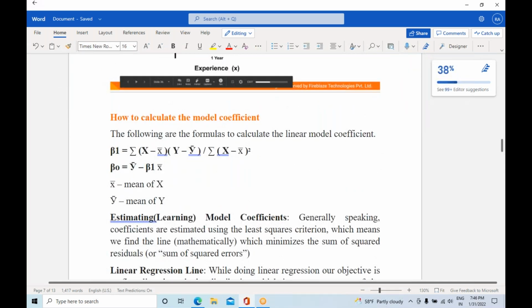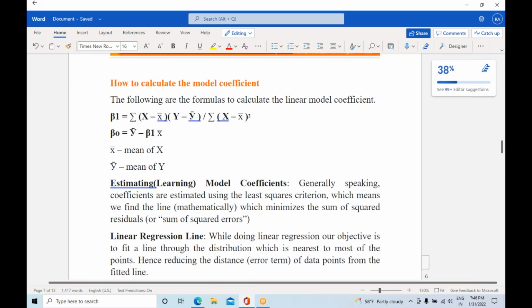Okay, so now how can you calculate these model coefficients? This is beta naught. It can be calculated as y bar minus beta 1 into x bar. Here x bar is nothing but the mean of x, and y bar is nothing but the mean of y.